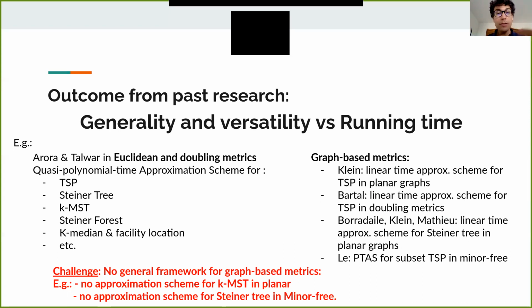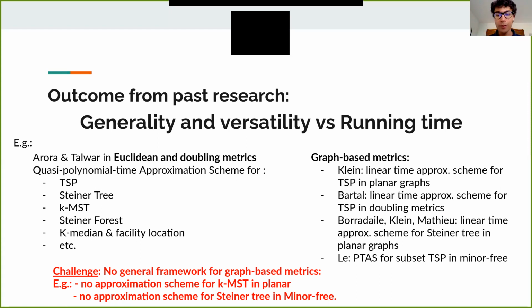So we have very fast ways of solving the problem with Klein, with Borradaile, Klein, and Mathieu afterwards, and Lee recently on a PTAS for TSP in minor free. So very good results. But that's a frustration in the community, that there is no general framework for graph-based metrics that will cover many problems and also work beyond planar graphs only. Because every time we get a result in planar graphs, then it takes up to 10 years to get it into minor free, if we get it.